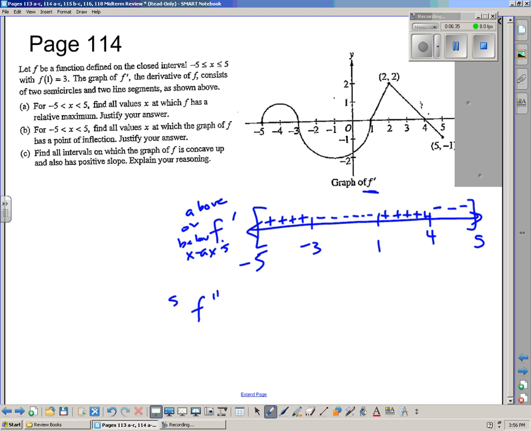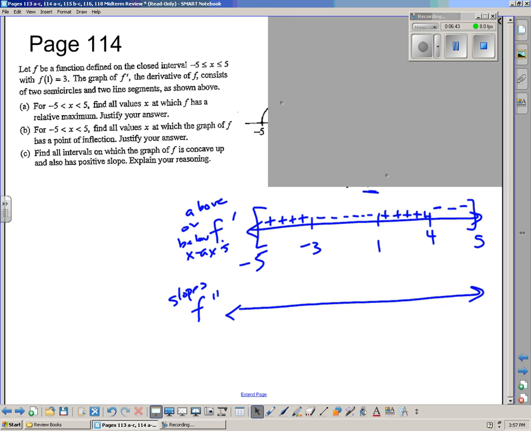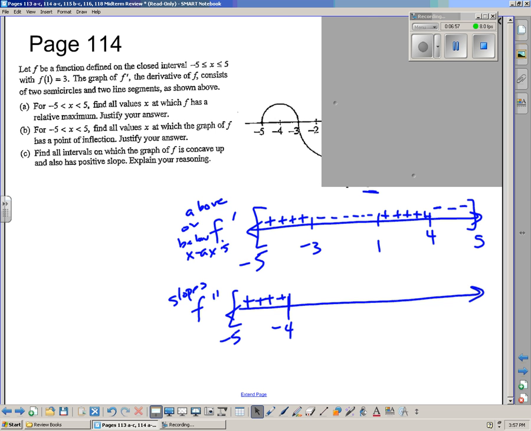And then f double prime, again, we're looking for the slopes. So f double prime, slope at -5 is very positive till we get to -4. Then the slope is negative until we get to -1. In fact, we have to be very careful. At -3, since we're at 2 semicircles, if you think about a circle for a moment, at this outer point here, this is a vertical tangent.